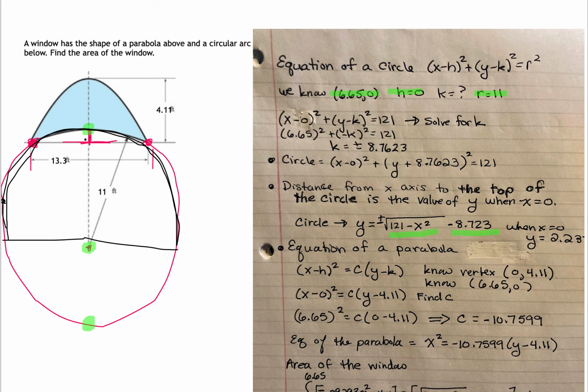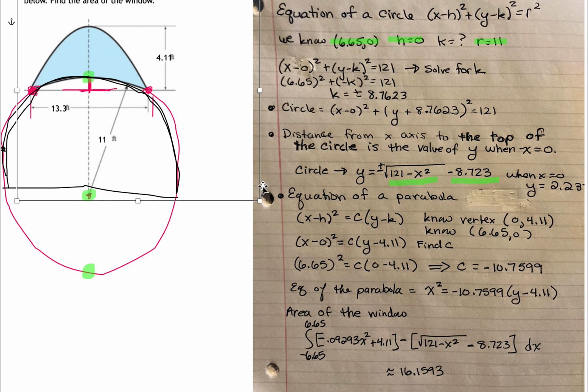Okay, now to find this distance, that will be the value of y when x is 0. So I'm going to plug in 0 into this equation, and I'm going to get y is equal to 2.23. It got cut off, but it should be 7.7.